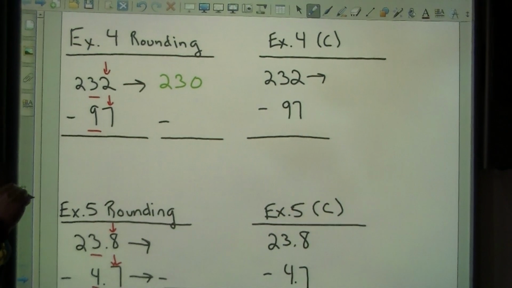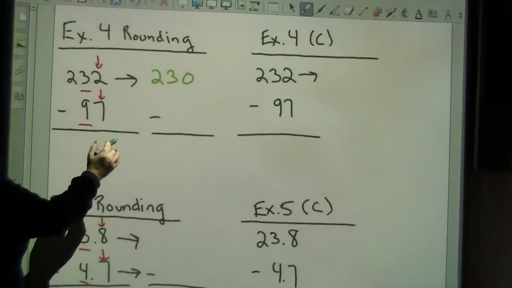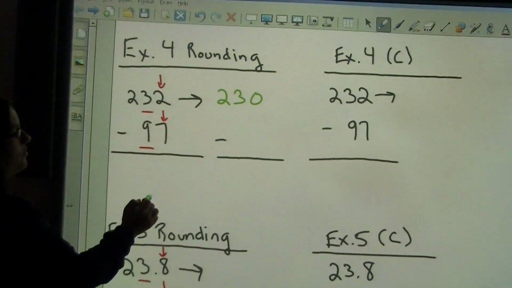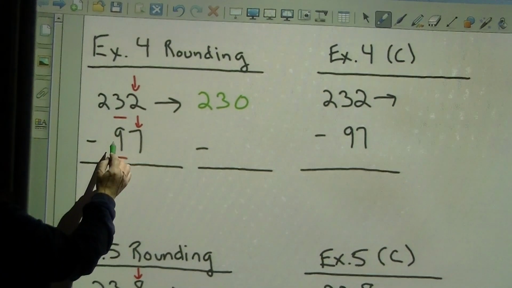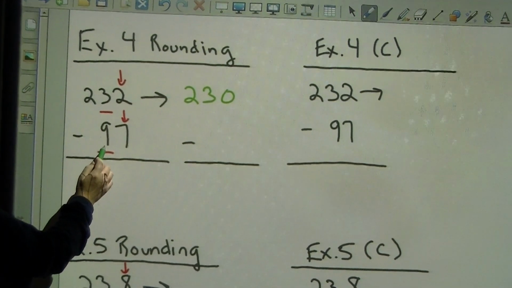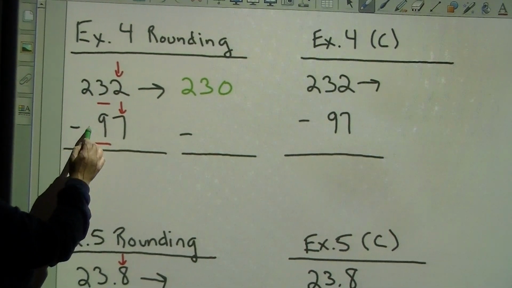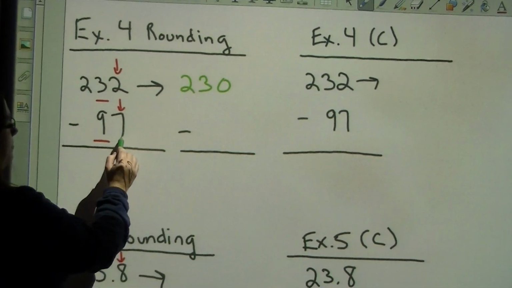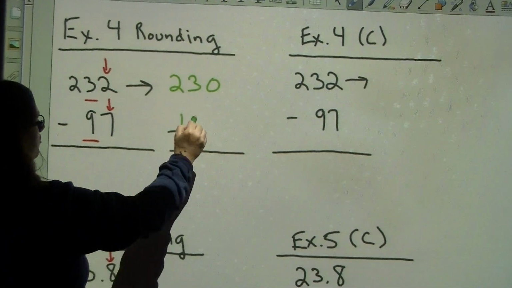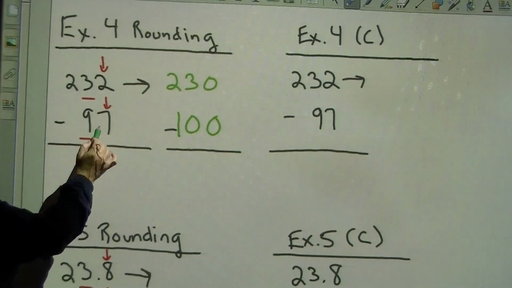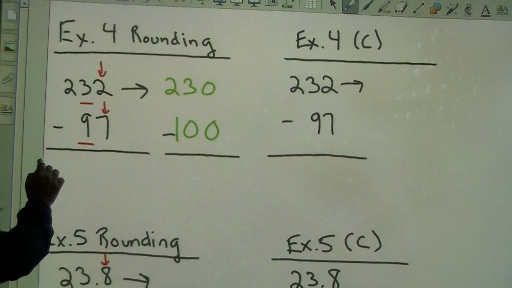Can you see that pretty good? That's beautiful. You like that better? Okay, good. Now 97. 7 tells me to round which way? Up. So this tells me that 9 now needs to go up 1. And what number comes after 9? 10. Good. And this is a hard concept. And then what happens to the 7? That goes to a what? A 0. So 97 would round up to 100.